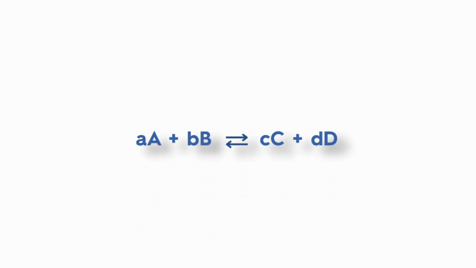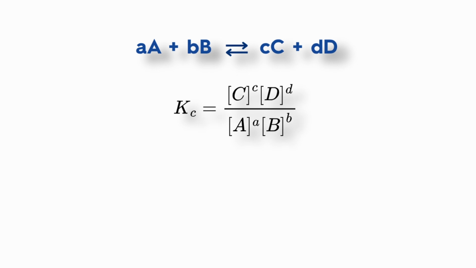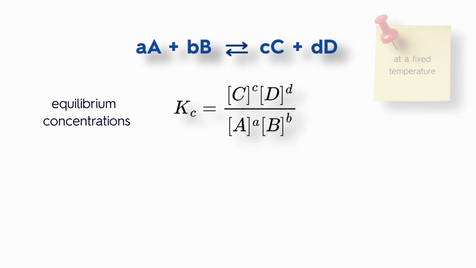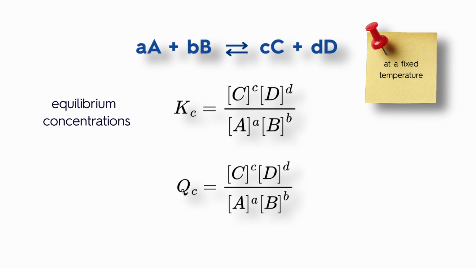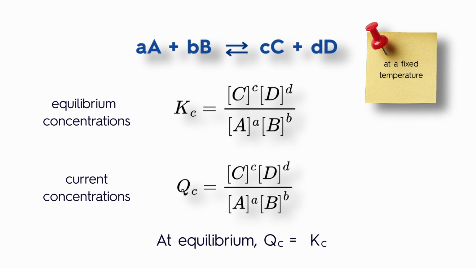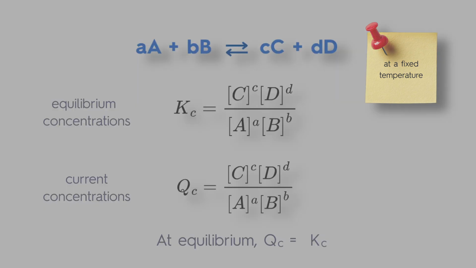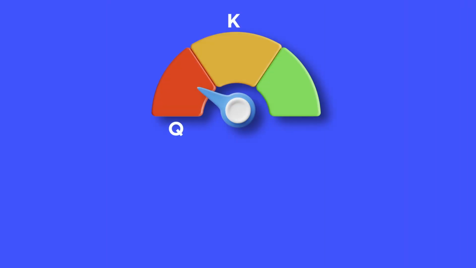First, the big idea. K is the equilibrium constant. It uses equilibrium concentrations, and at a fixed temperature, it is constant for a given reaction. Q has the same form as K, but you plug in the current concentrations. Only at equilibrium does Q equal K. Comparing Q to K gives direction.